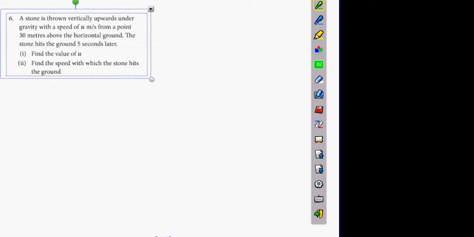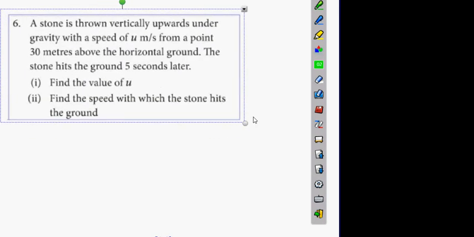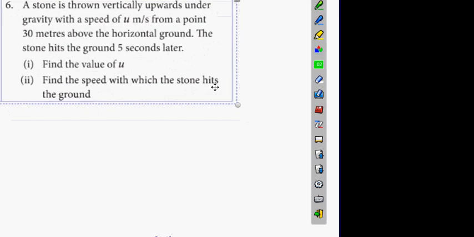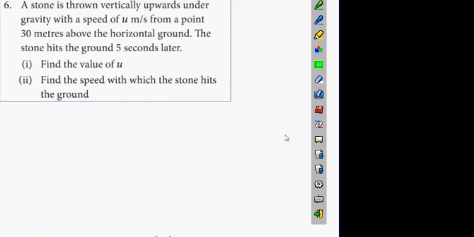Question 6, okay. A stone is thrown vertically upwards under gravity with a speed of u meters per second from a point 30 meters above horizontal ground. The stone hits the ground 5 seconds later. Find the value of u. So what you have here is you throw it up, and it comes back down again. It pretty much follows its own path directly downwards, but I'm just drawing an arc for clarity's sake. It starts off at speed u, and then it hits the ground 5 seconds later.